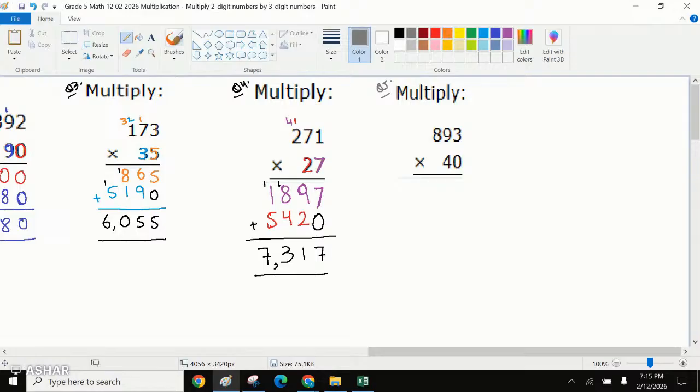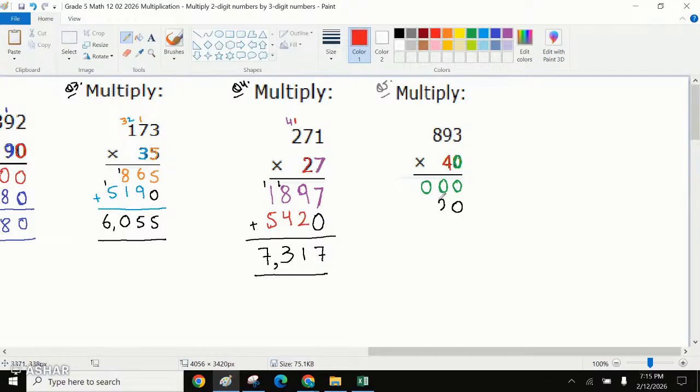So when the units is multiplied, 0 multiplied by 3 is 0. 0 multiplied by 9 is 0. 0 multiplied by 8 is 0. Moving to the tens, whenever we are multiplying tens, we start with a 0 because we are not considering the units.